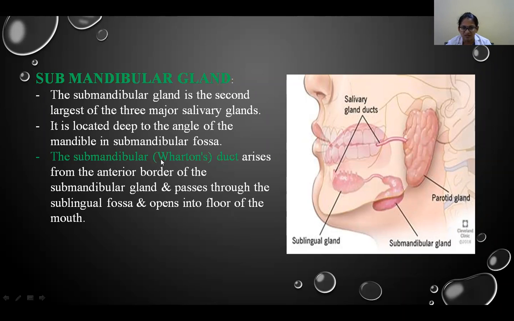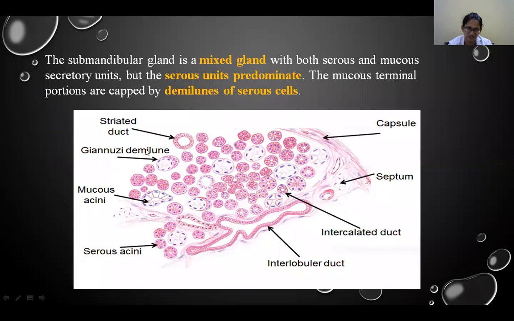See, the submandibular duct is called Wharton's duct. It arises from the anterior border of the submandibular gland, passes through the sublingual fossa, and opens onto the floor of the oral cavity on either side of the frenulum. Whereas the parotid gland opens into the vestibule, the submandibular and sublingual glands open onto the floor of the oral cavity.